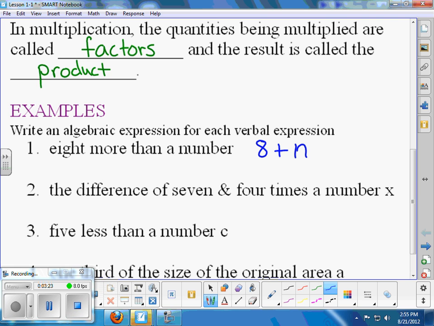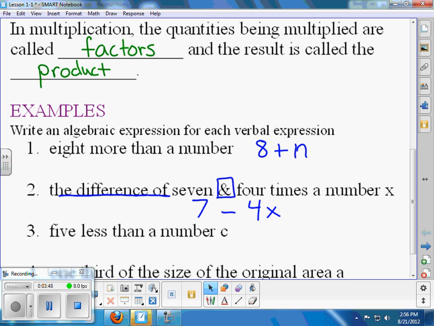Number 2, the difference of 7 and 4 times a number. Remember the phrase, the difference of means subtraction. The word and tells us where that subtraction belongs. So this would be the difference of, meaning 7 minus 4 times a number x.